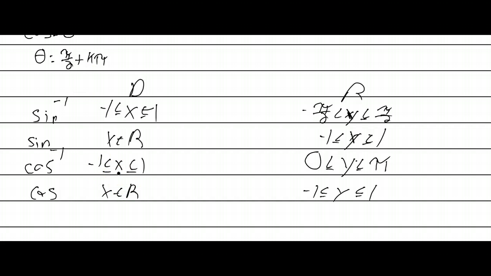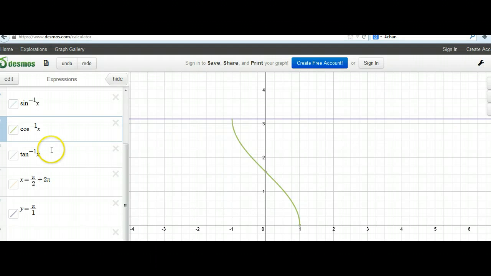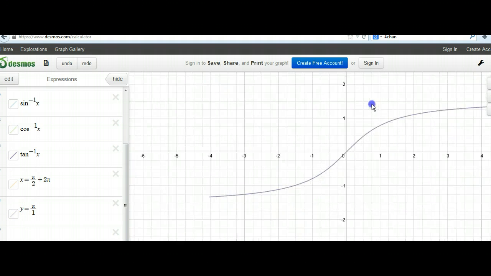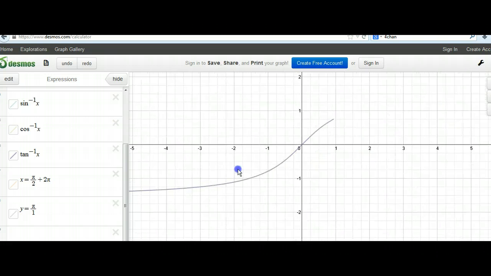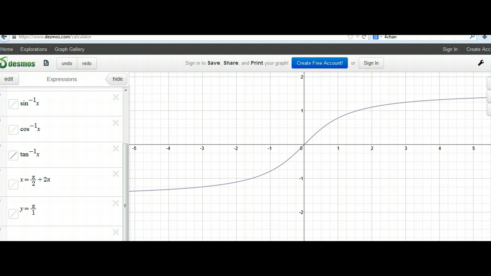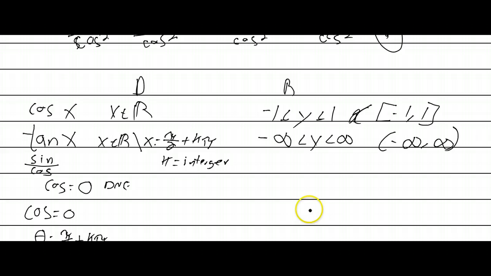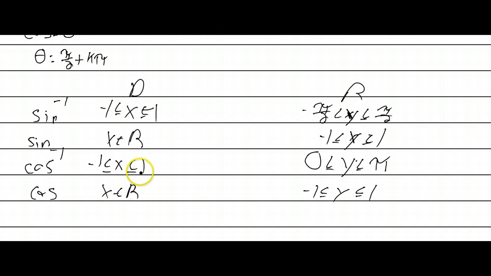The next one is r, which is tangent inverse. So let's look at tangent inverse. For this case, our domain is all real numbers, because remember they switch over. Our domain wasn't all real numbers for tangent, our range was. So now our range is the old domain, the domain for regular tangent, which is all real numbers.